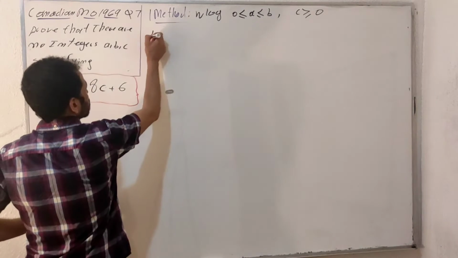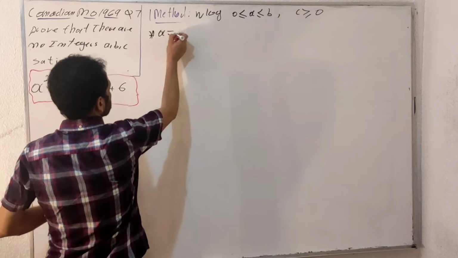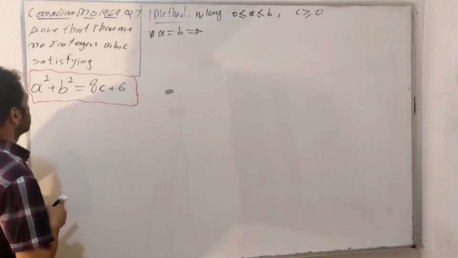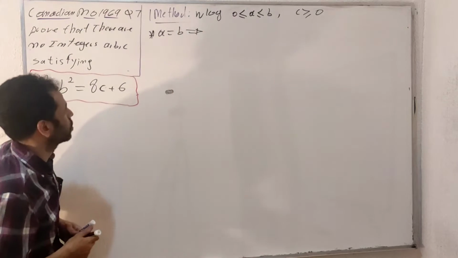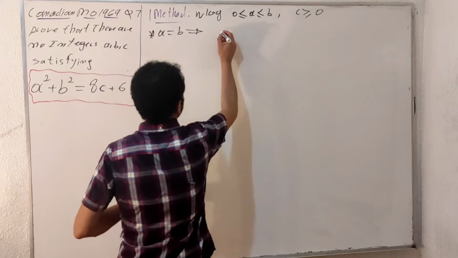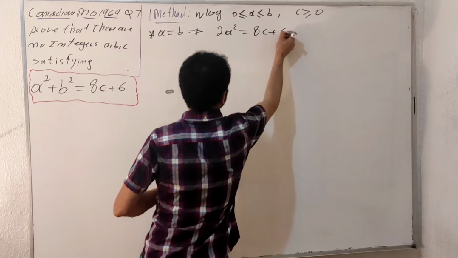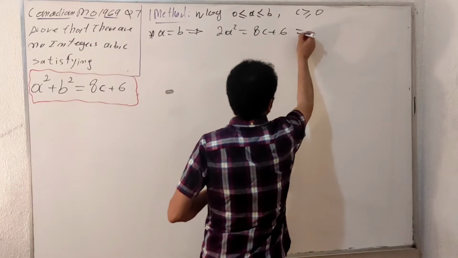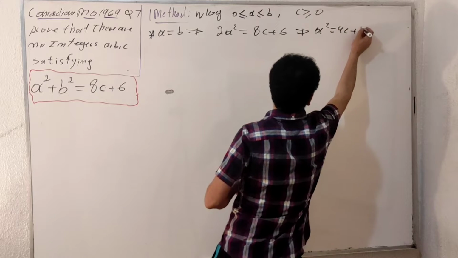Let's take the first case, when a equals b. I'm going to take this value of b and insert it into the original equation in terms of a. So we'll have 2 times a squared equals 8c plus 6. Then I'm going to divide both sides by 2. So I will have a squared equals 4c plus 3.